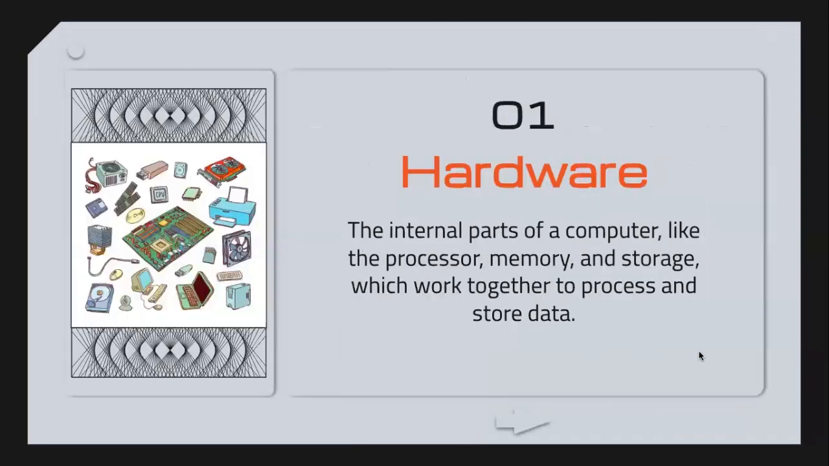So we're going to talk about what hardware is. Hardware are the internal parts of a computer, like the image you can see on the left hand side. These are the processor, memory, and storage, which work together to process and store data.